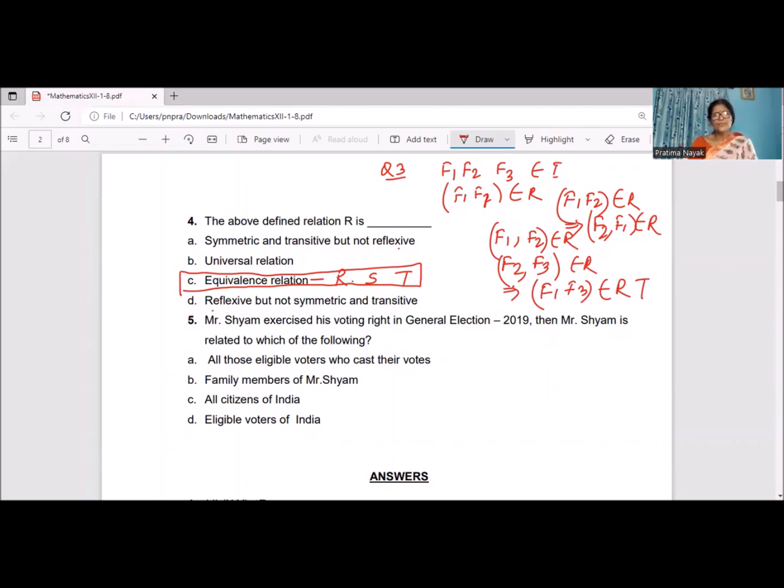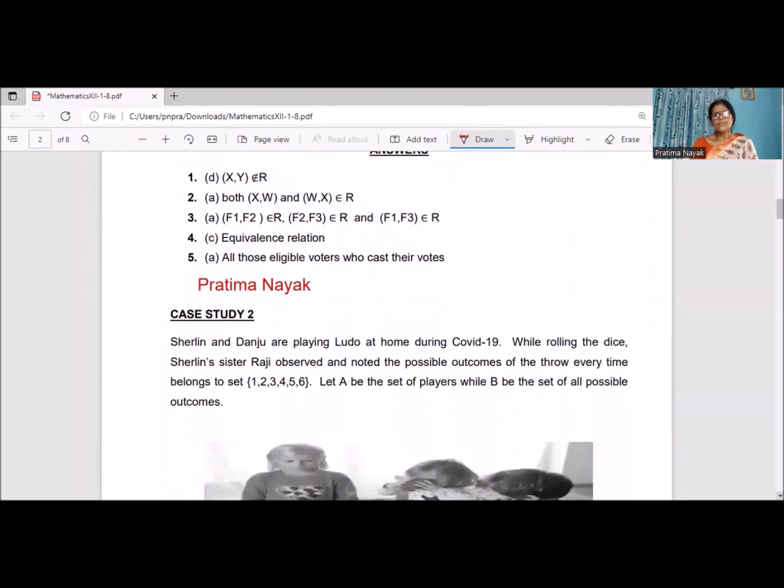Question 5. If Shyam exercised the voting right in the general election 2019, then Mr. Shyam is related to which of the following? Here sets are given: all those eligible voters who cast their votes, family members of Mr. Shyam, all citizens of India, and eligible voters of India. Mr. Shyam has exercised voting right, so he belongs to which set? He belongs to all those eligible voters who cast their votes. So A is the correct option. Here answers are given, you can check.